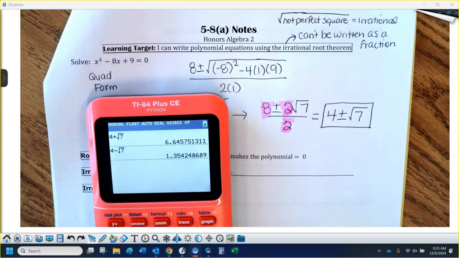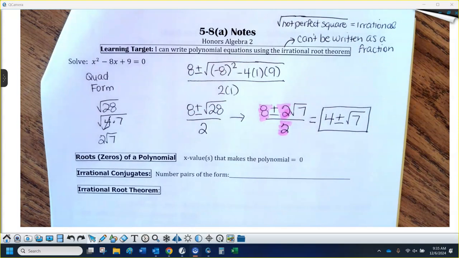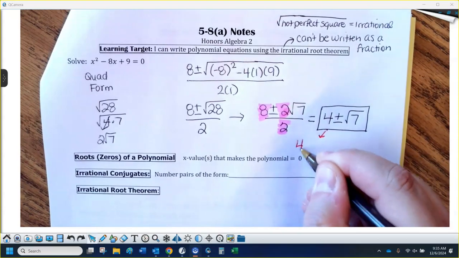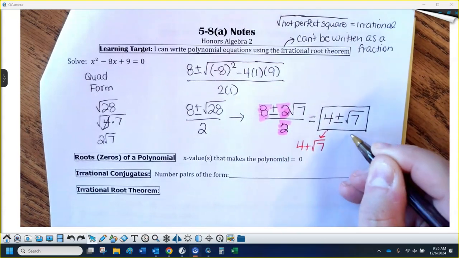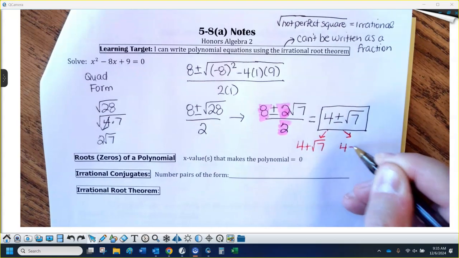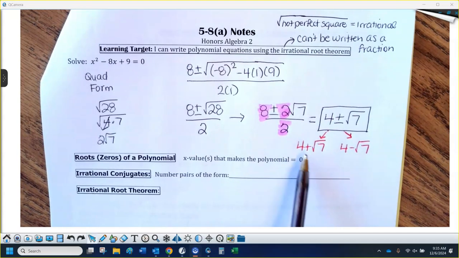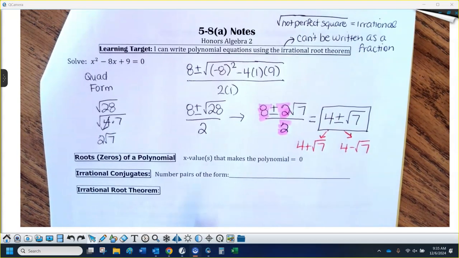They're decimals that go on forever with no pattern. Now, just for this question, I'm going to illustrate what's going on with these questions today. These are 2 different answers, right? This is 4 plus the square root of 7 was one of the answers, and then 4 minus the square root of 7 is also one of the answers. These guys are called conjugates, and we're going to talk about that in 1 second.